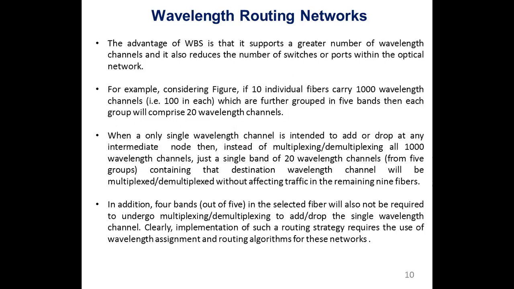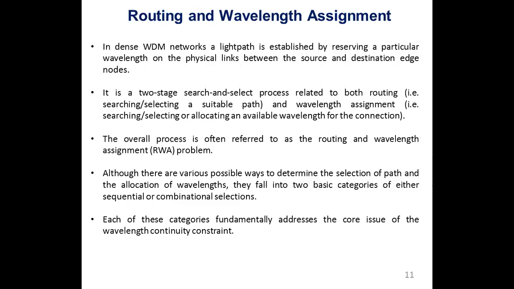So implementation of such a strategy will require wavelength assignment and routing algorithms for these networks, and these need to be efficient. Next comes the most important part in the wavelength routing networks, which is known as routing and wavelength assignment (RWA). We'll focus on the dense WDM network, which I've already told you is a WDM network where the channels are placed very close to each other. In such networks, the light path will be established by reserving a particular wavelength on physical links between source and destination. So it is a two-stage search and select process related to routing as well as wavelength assignment.